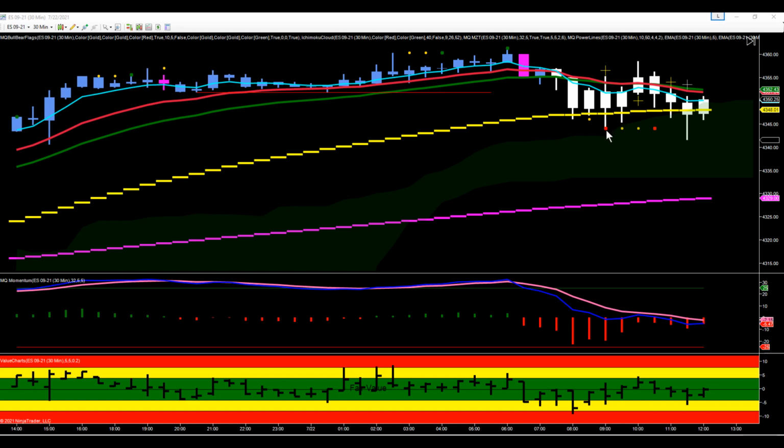But instead, push down, left a bottoming tail, closed back above it. Push down again, bottoming tail. Push down to it, then push under it, back above it. Made a pretty big push down just to turn around and go right back up above it again. So you can see today the ES has yet to really have a significant close under the 50. Technically, this one actually closed under it by a little bit, but then the very next bar came right back up, and you see it's back above it again.